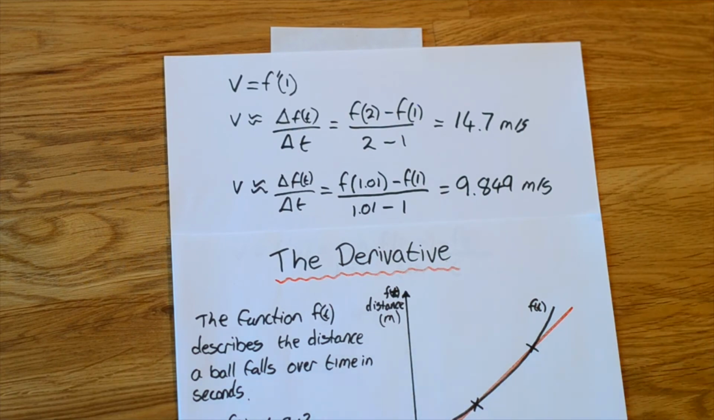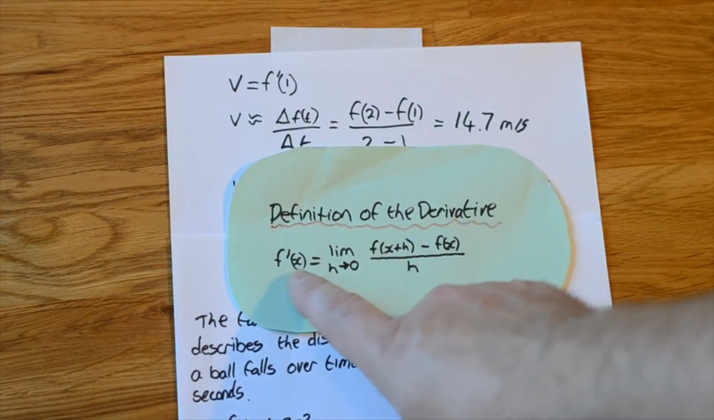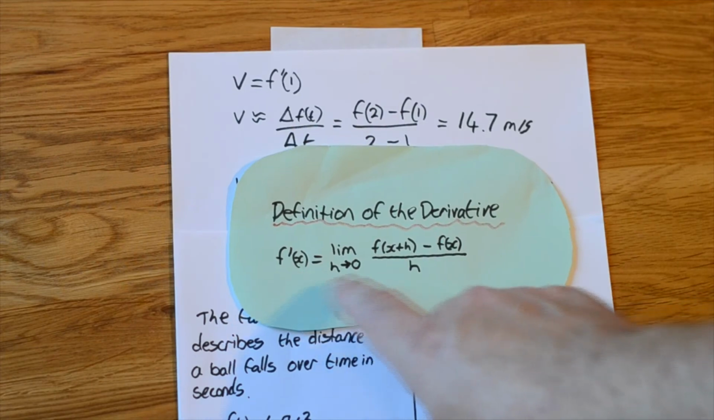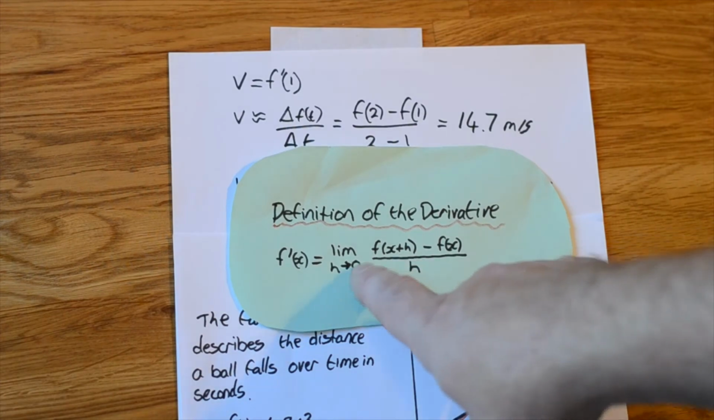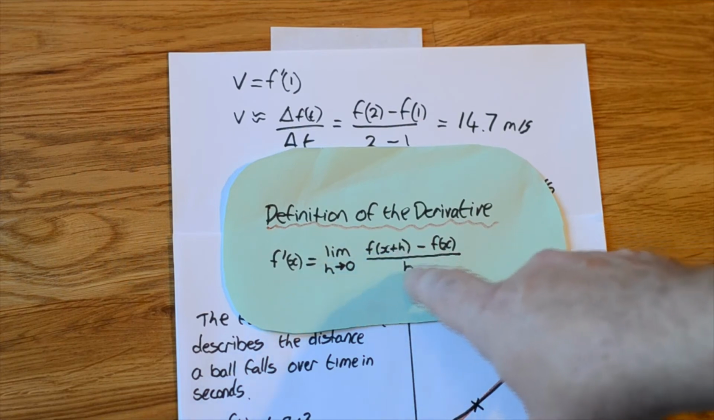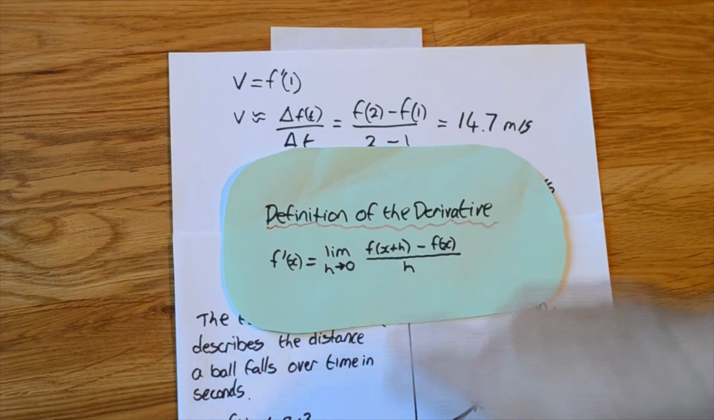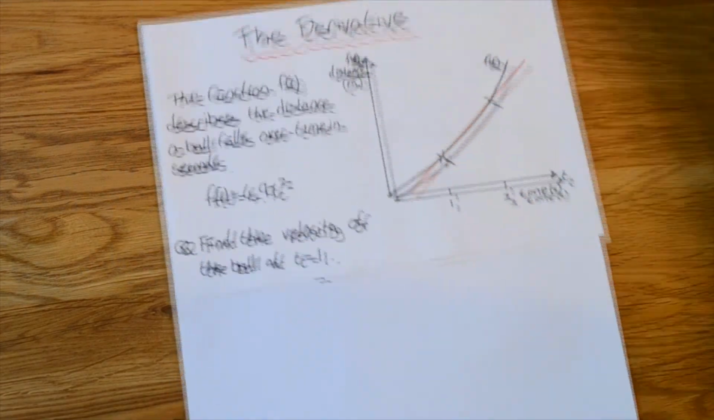This is where the derivative comes in. We have our definition of the derivative as a function. We let the difference between the x values approach 0 using limits. So the derivative is the limit as h approaches 0 of f of x plus h minus f of x all over h.